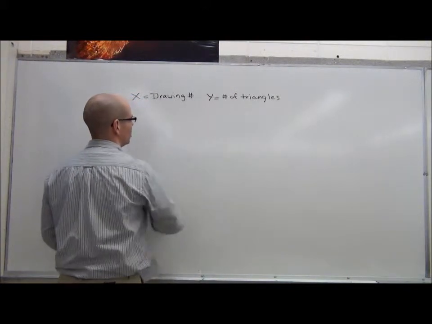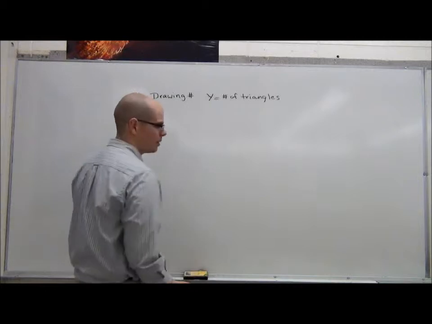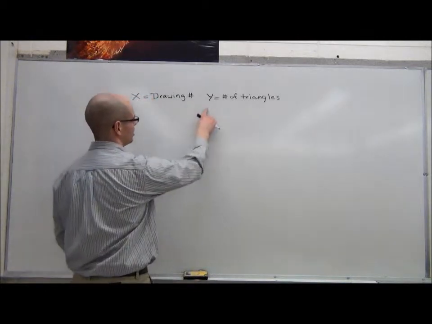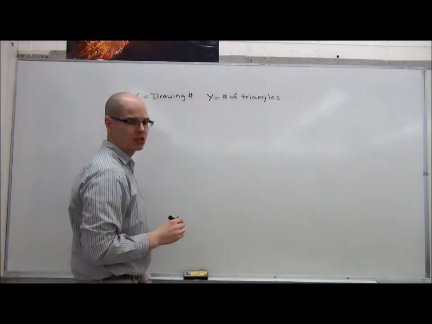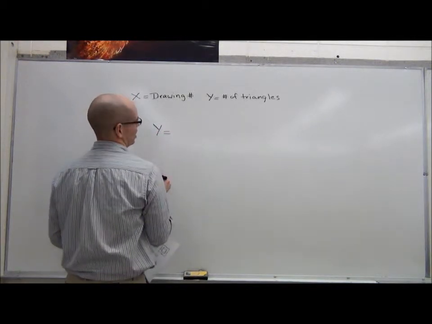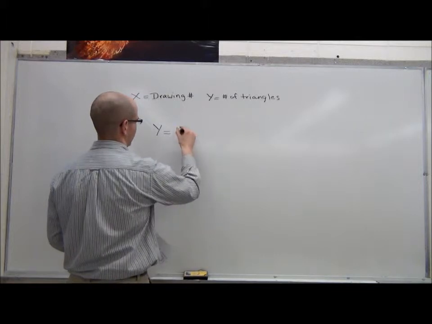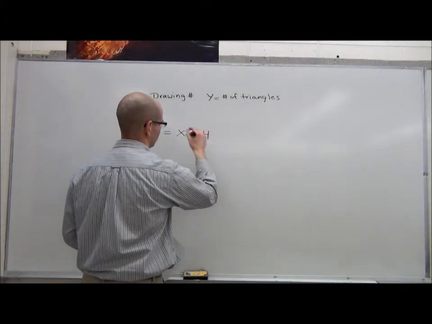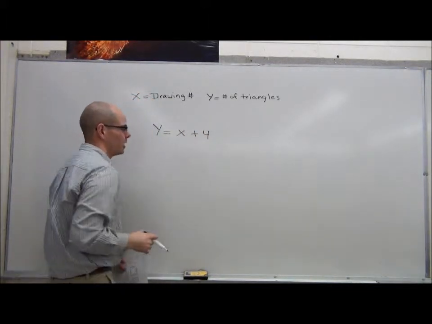All right, so here's where we got a little bit of guessing to do. We need to come up with something that has y and x in it and goes up by 4 each time. So I'm going to try y equals x plus 4. That's the most simple one. Okay? Now that I have that, I got to test it.